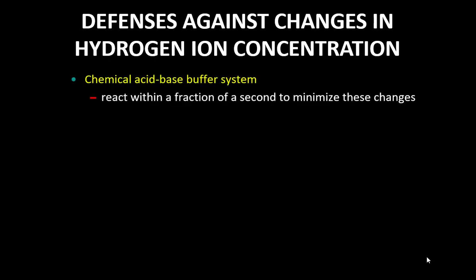So the body has got certain inbuilt defenses against changes in hydrogen ion concentration, because the body is a very smart thing. Any hydrogen ion changes that occur can affect the metabolism and other things in the body. So there is a chemical acid-base buffer system. This buffer system reacts within a fraction of a second to minimize these changes. So this is the fastest acting system, the buffer system.